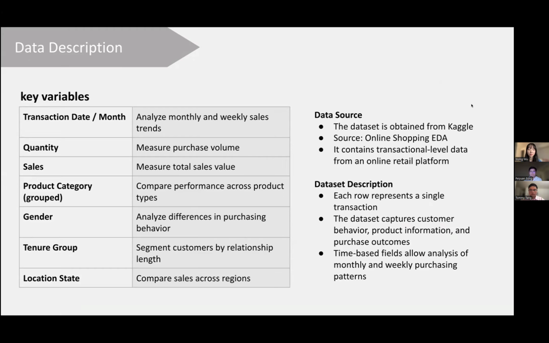So this dataset provides a comprehensive view of customer behavior, and it supports analysis of customer composition, purchasing patterns, and sales trends.